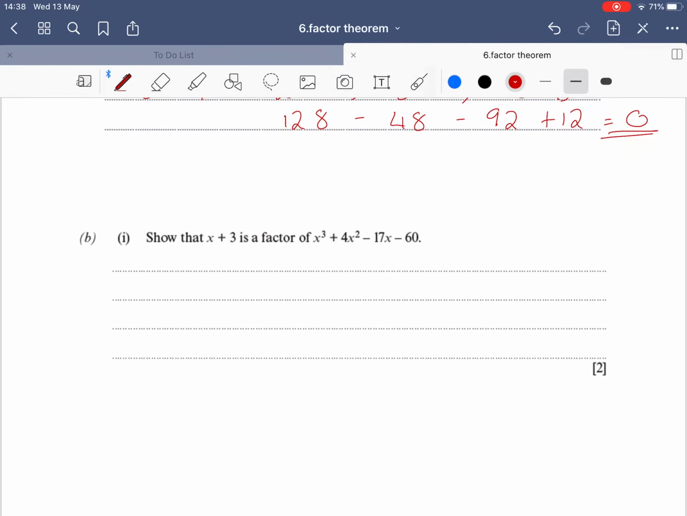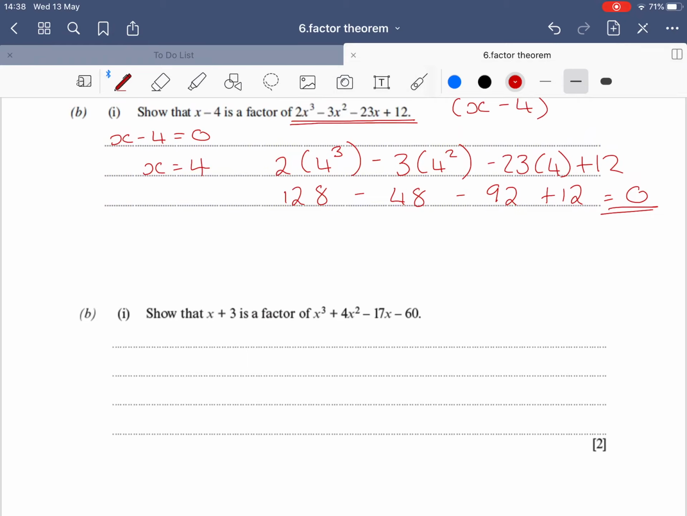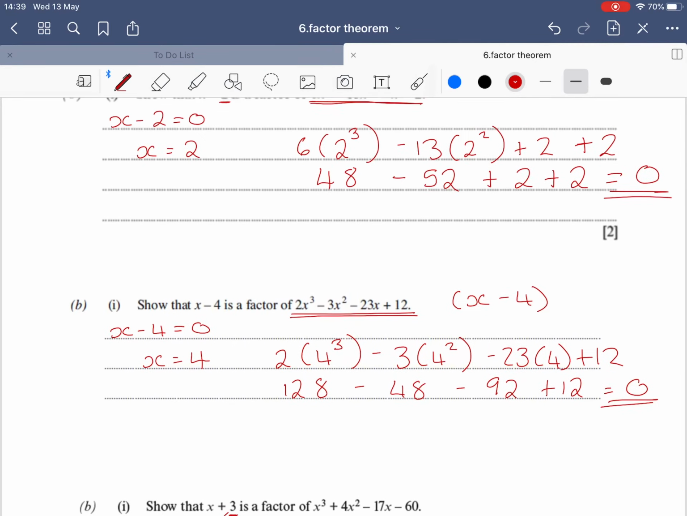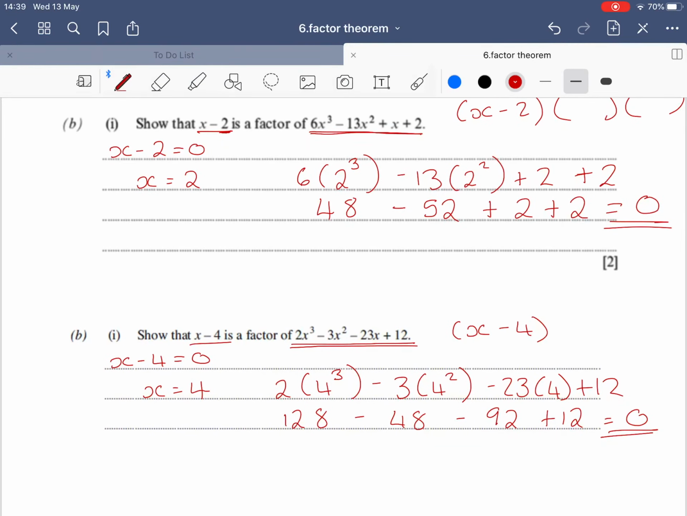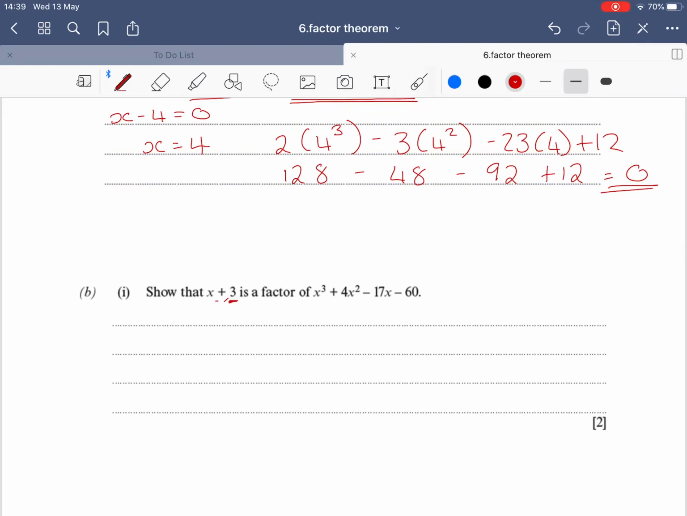Last one. Again, exactly the same thing. To show that something is a factor, we put this a into our equation, and hopefully we get out 0. This is a different one because in our previous ones they were both minuses. We had minus 2, minus 4. In this case it's plus 3.